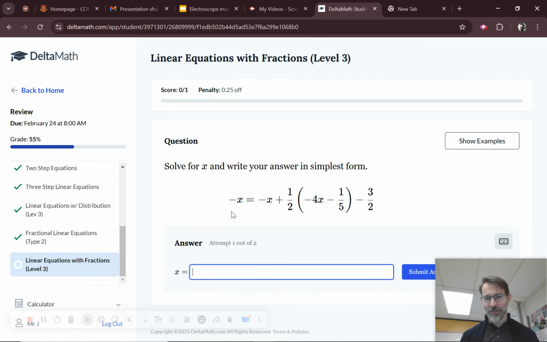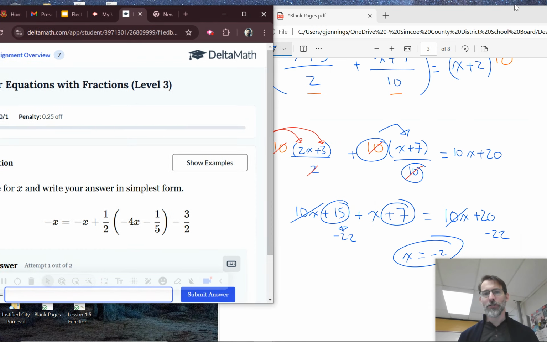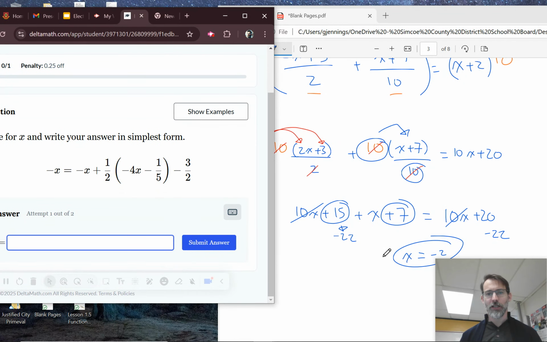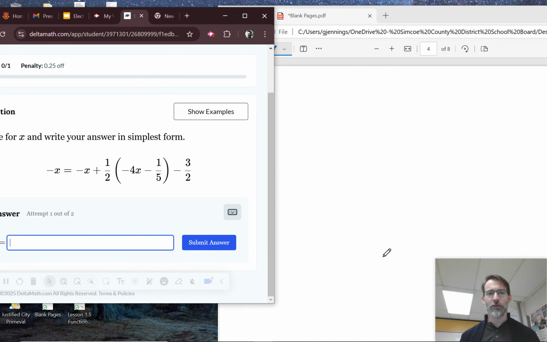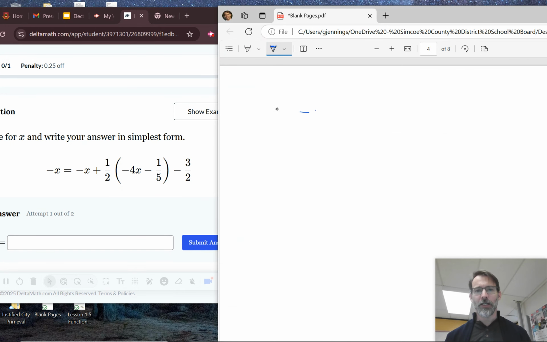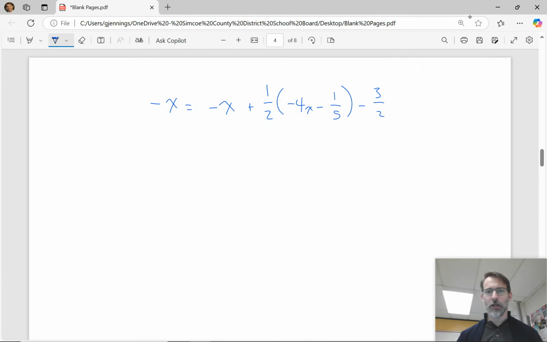All right, now this is the most challenging one. We've got fractions to distribute. It's really like a big tangled mess, and I wanted you to do one of these for a little challenge. So I'll show you one. This one is just a test of your fraction operations and how tidy you can do your work. So if I have minus x equals minus x plus 1/2 multiplied by minus 4x minus 1/5 and the bracket minus 3/2, we're just going to do it. We're going to tidy it up as much as possible.